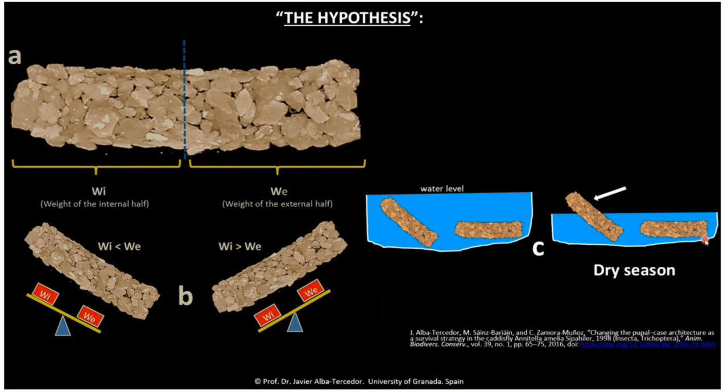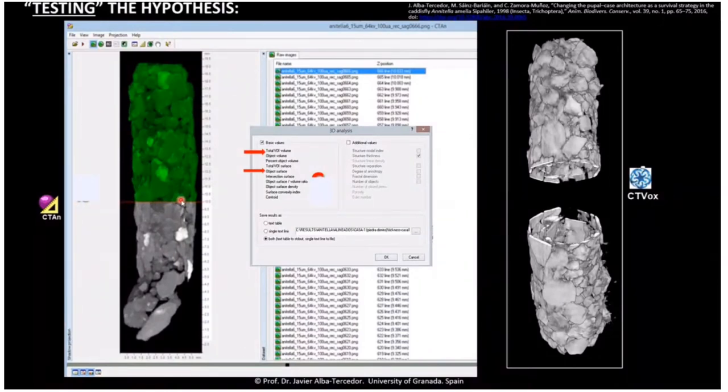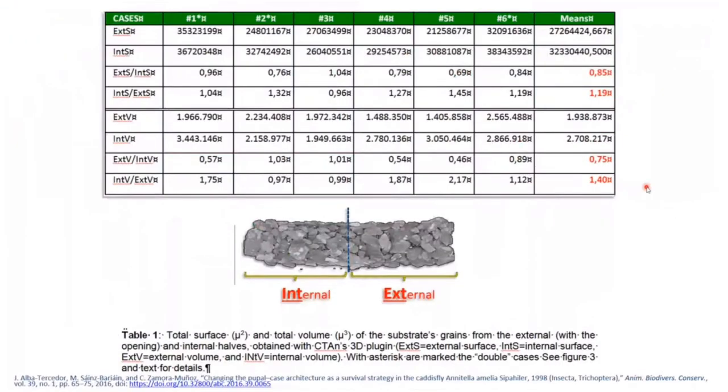So to be able to test the hypothesis, we couldn't cut, or we didn't want to cut, every tube into exactly equal halves, but with software, in this case with CT Analyser, we could divide it, and here is the representation with CT-vox. We could measure the volume of every single tiny grain of sand and the surface, and we compared the internal versus the external surface, and look, there were no statistical differences.